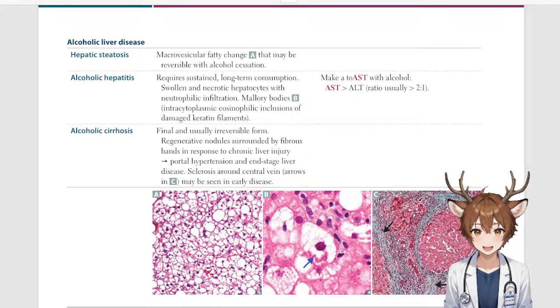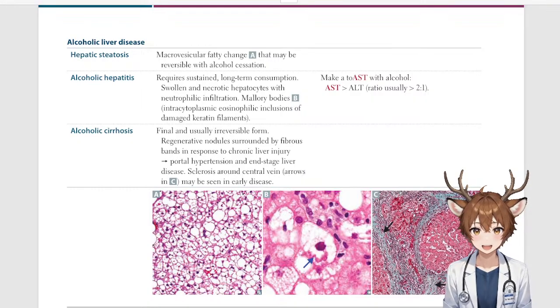Alcoholic hepatitis requires sustained long-term consumption, with swollen and necrotic hepatocytes with neutrophilic infiltration and Mallory bodies, which are shown in picture B, intracytoplasmic eosinophilic inclusions of damaged keratin filaments.